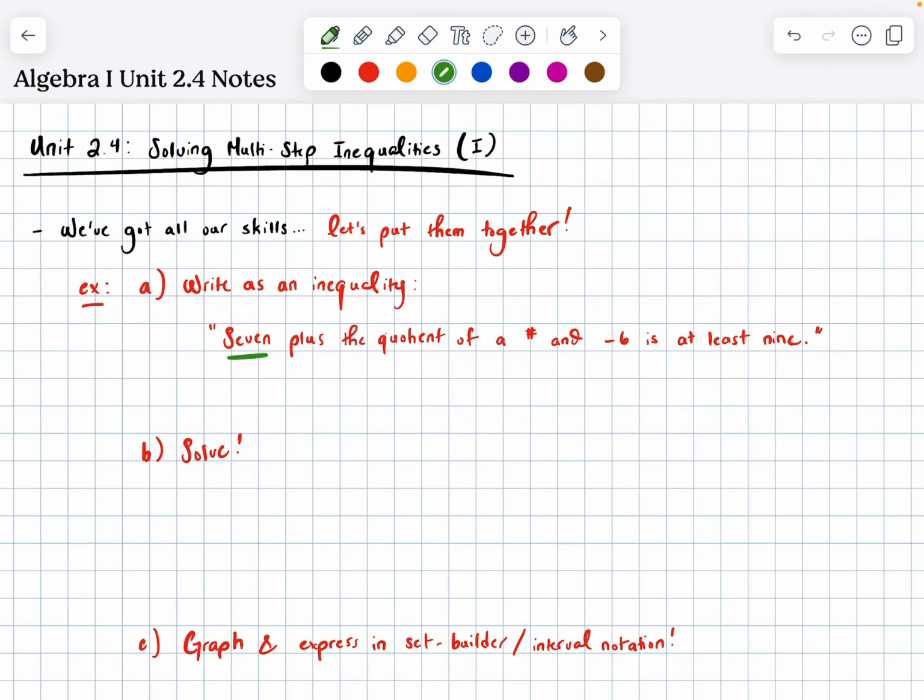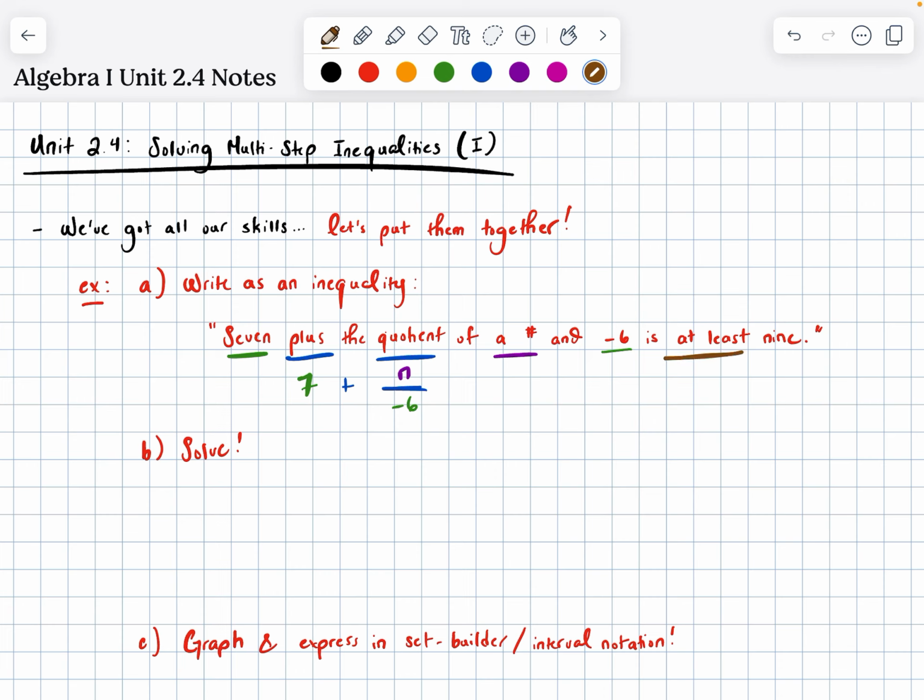Let's take this step by step, reading from left to right. 7, plus, quotient. I don't remember. No, I'm kidding. Quotient, of course, gives me the operation of division. Well, what am I quotienting? I've got a number in the first slot. Let's call it n, and -6.